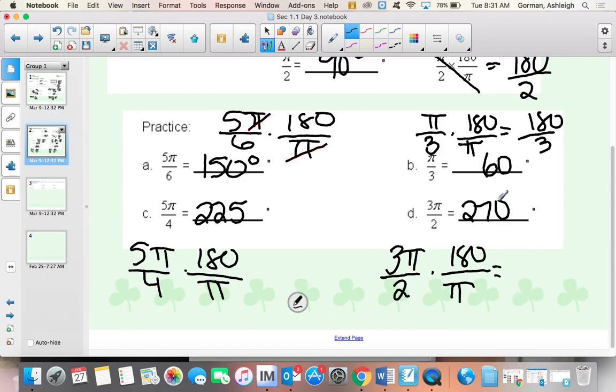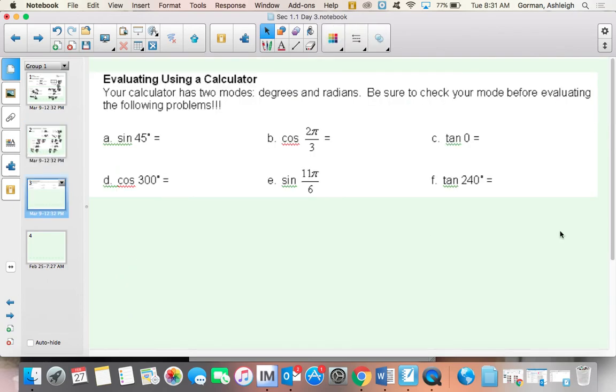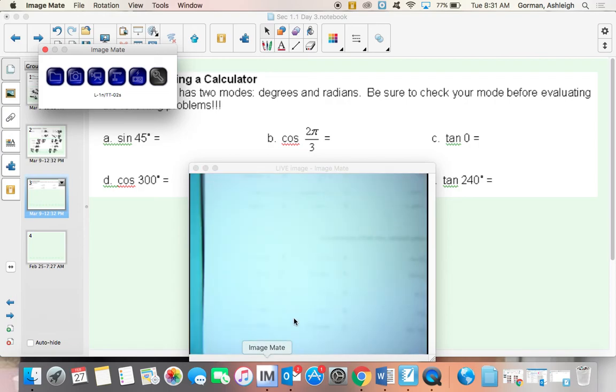Does everyone have their graphing calculator here? Okay. So for the next part, we're going to look at evaluating radians and degrees in our calculator using trig functions. So your calculator actually has 2 different modes. It has radian and degree mode. So I'm going to pull up a calculator here real quick.